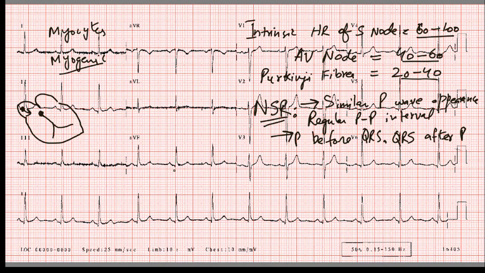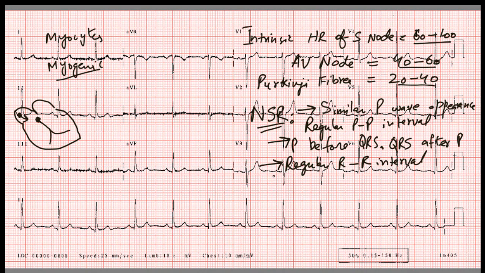The third criterion is regular R to R interval. Well, here again, as the impulse is coming down from the SA node at regular intervals, and if there is no defect in the AV node, bundle of His, bundle branches or Purkinje fibers, the same impulse should be depolarizing the ventricles at regular intervals. That's why QRS should be occurring at regular intervals too.